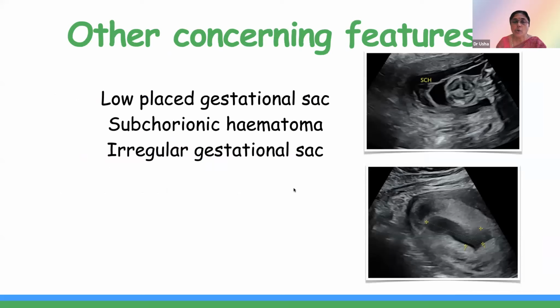And in case you have a low placed gestational sac, here again, you should not mistake it for a cervical ectopic or a cesarean scar pregnancy. If it's an intrauterine pregnancy which is low placed, or if you have some subchorionic hematoma like this, or if the gestation sac appears irregular, all this again raises the suspicion of a pregnancy failure. So all these pregnancies have to be followed up more closely.